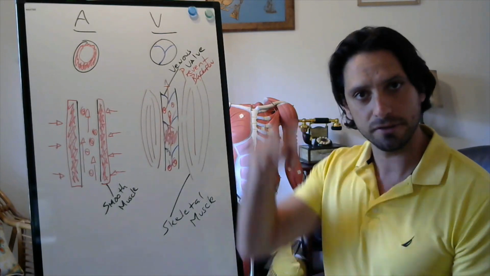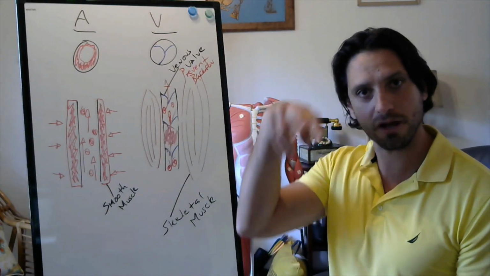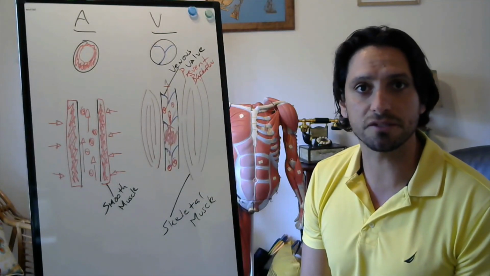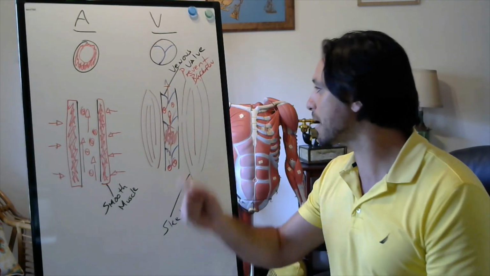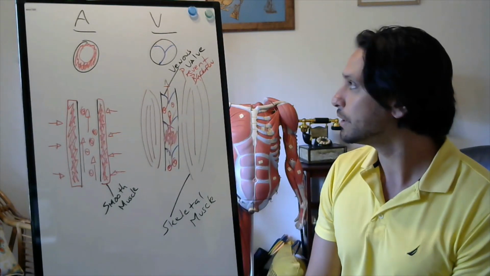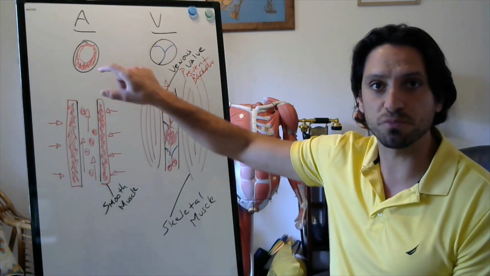So note to self, sit with your legs together, not crossed. If they're crossed, you can actually cause damage to your venous valves by increasing the amount of pressure in your veins. Okay? So, recap, arteries have smooth muscle around them.